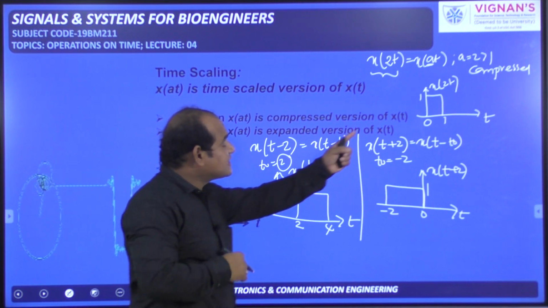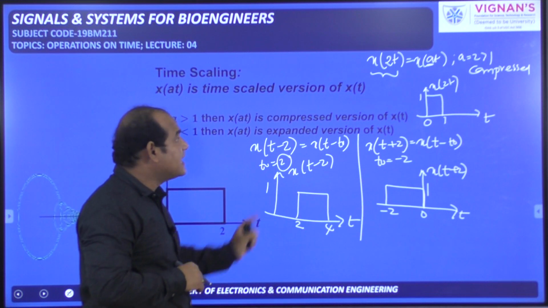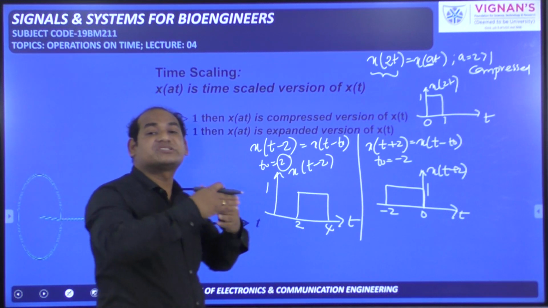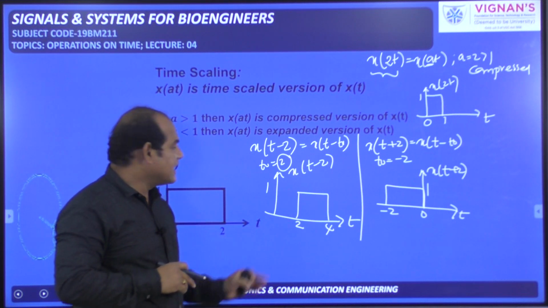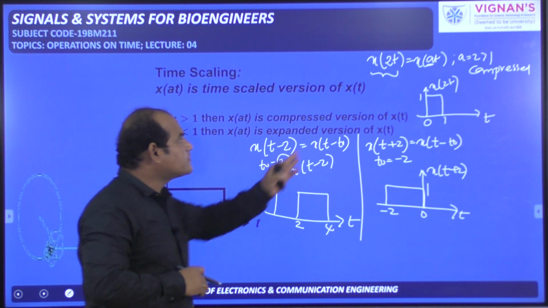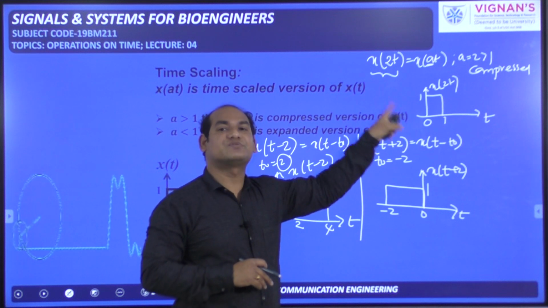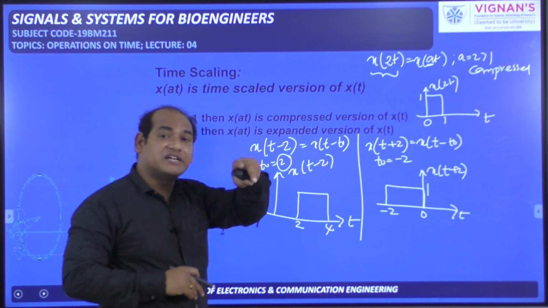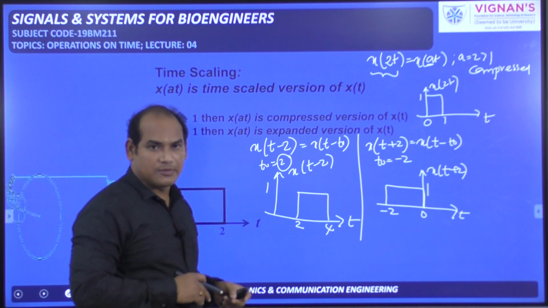So here the signal duration is 1 second, whereas the original signal duration is 2 seconds, because it is a time scaled version, so the duration will be affected. But in the time shifted version, the duration will not be affected. Here 2 seconds, here also 2 seconds, but the time scaled version is 1 second only, because that is a compression. If you do expansion, it will be more than 2 seconds, more than the original signal duration. That also we can observe.